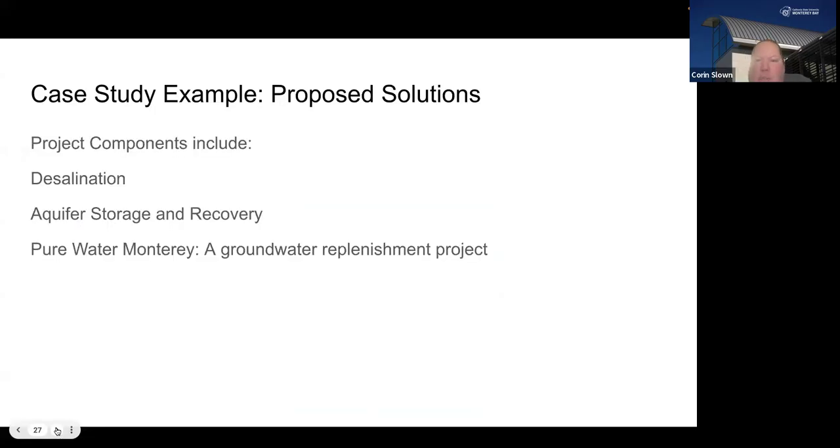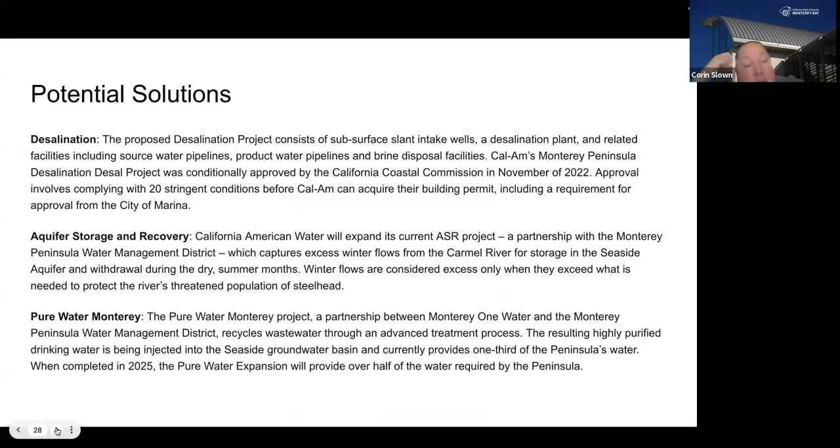All right, so what are our proposed solutions? There were three solutions proposed. The first one was desalination, the second was aquifer storage and recovery, and the third is groundwater replenishment, or essentially repurifying water to be able to reuse it. So what does that really look like?